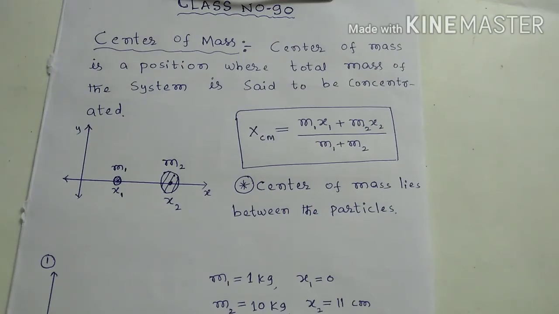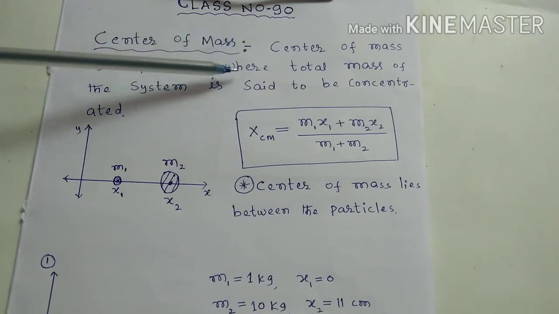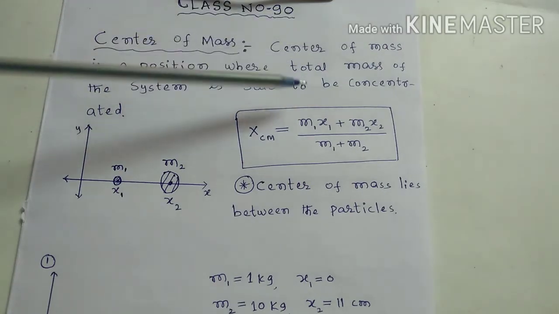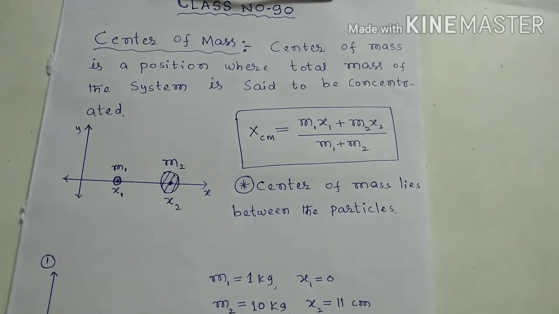This is class number 90. Center of mass. I will tell you a simple definition. Center of mass is a position where the total mass of the system is said to be concentrated. Here the first doubt: what is the system? See here, this is one example. This is the x-axis, y-axis, a coordinate system. We need a reference system, then only we can estimate or calculate where the center of mass is.